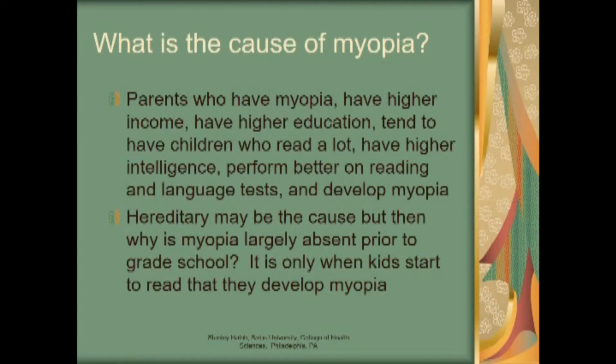Parents who have myopia have higher income, have higher education, tend to have children who read a lot, and the children have higher intelligence, perform better on reading and language tests, and develop myopia. So is that hereditary or is it environmental? Are these children reading a lot because their parents have higher education or higher socioeconomic status and impress upon their children the need to perform better in school, or tutor them, or penalize them when they don't do well, and therefore they read more? Or is it because they both have certain genes that leads to the development of myopia?